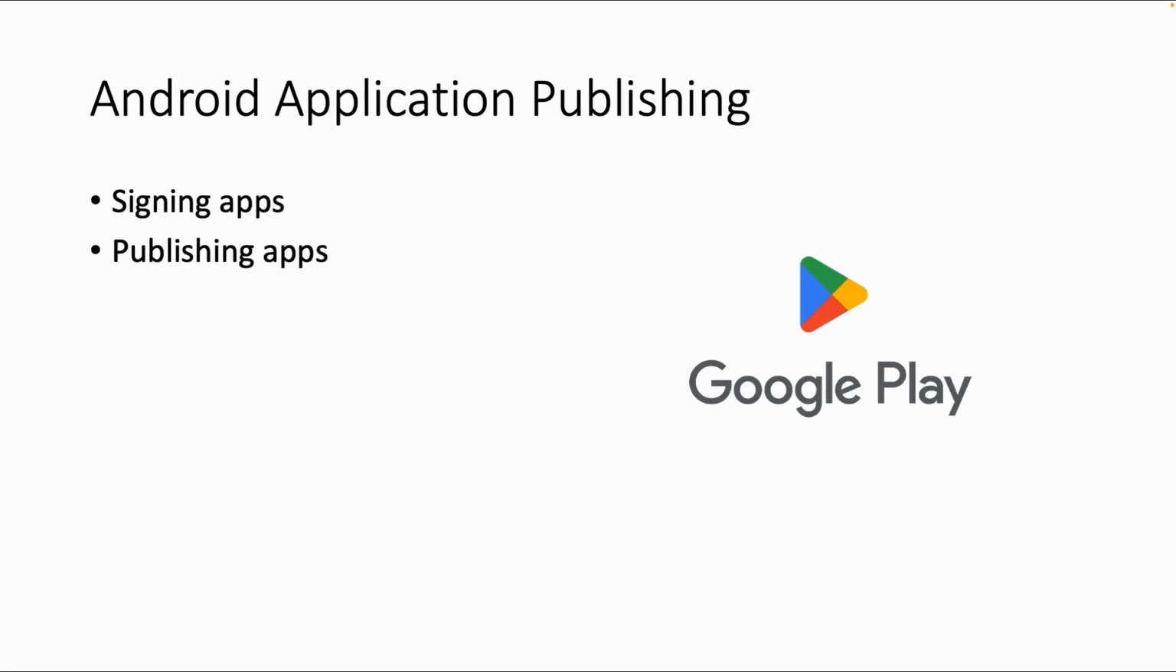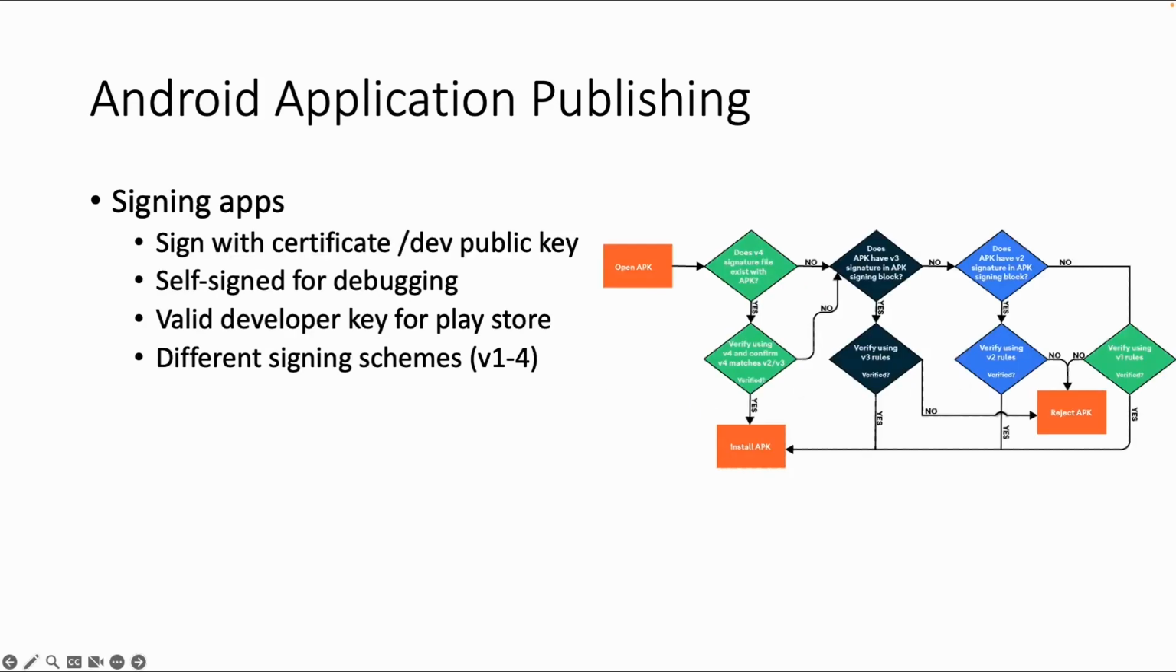Welcome back. The next topic is Android application publishing, which consists of signing apps and publishing apps. Signing an app is a prerequisite if you want to publish your app to the Google Play Store, which is the most common place for Android. Signing an app is a process where you need to create a certificate bundle and store it in a Java keystore file. For debugging purposes, it could be a self-signed certificate, but for production, it should be a valid developer key you can use in the Play Store, which is signed by Google.